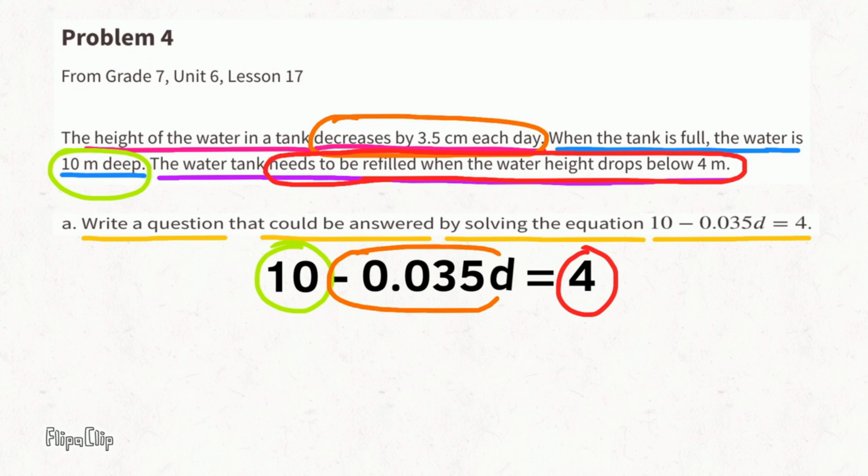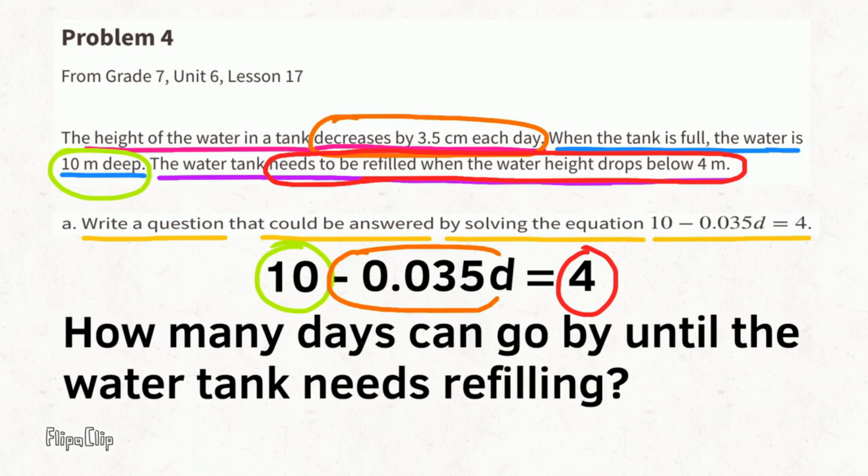One basic question that we could write would be, how many days can go by until the water tank needs refilling?